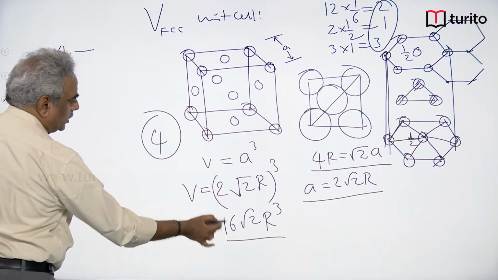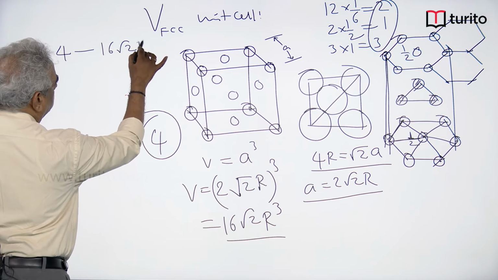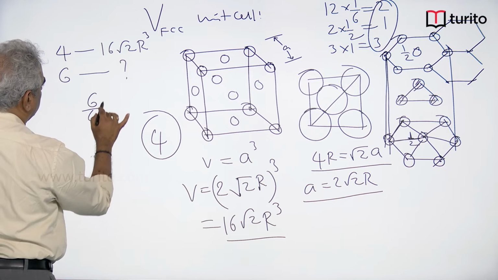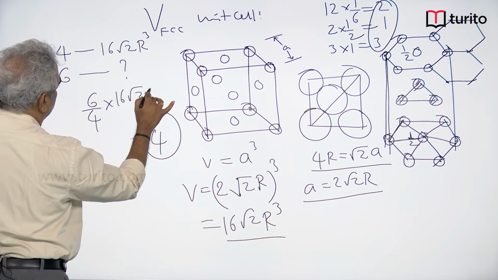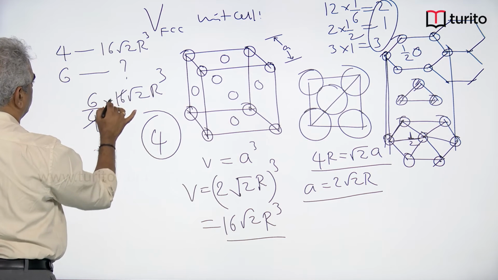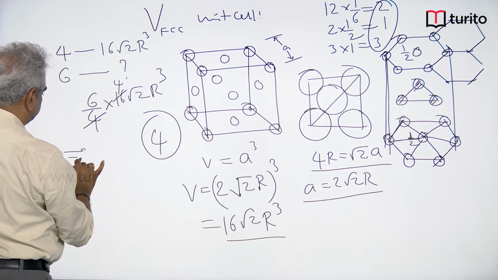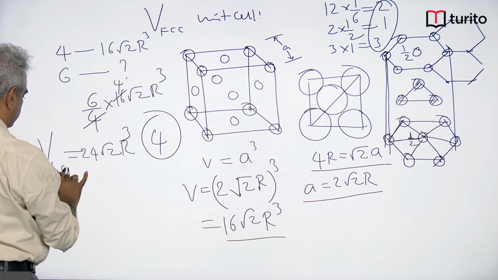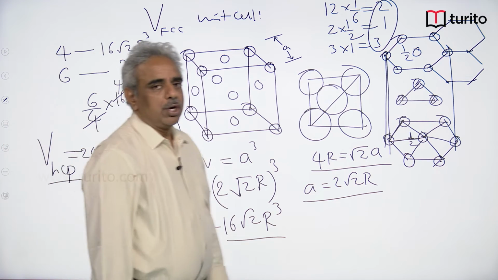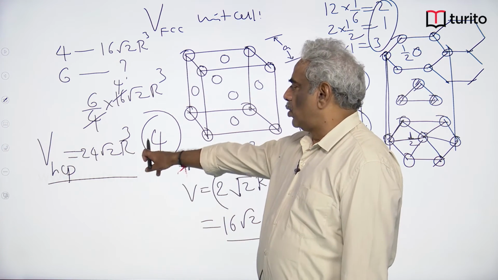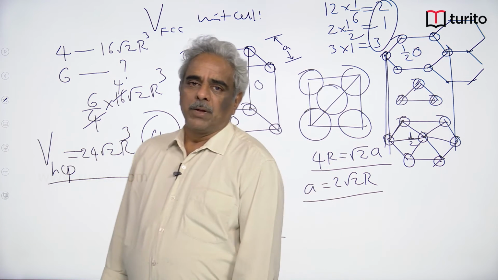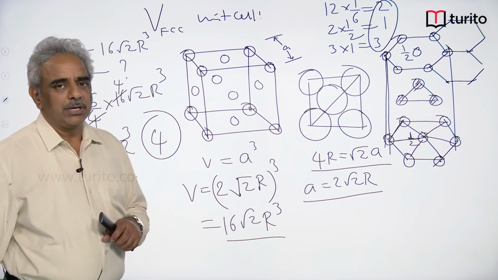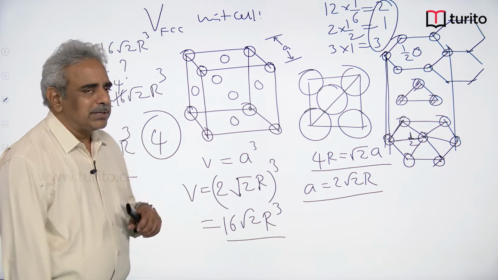4 spheres have 16 root 2 r cube, 6 spheres have how much? So, 6 by 4 into 16 root 2 r cube. This 4 goes 4 times, so 24 root 2 r cube is the volume of HCP. So, volume of HCP unit cell is 24 root 2 r cube. This is the volume of CCP unit cell, and this is the volume of HCP unit cell. Let us work out the same result in some other method.